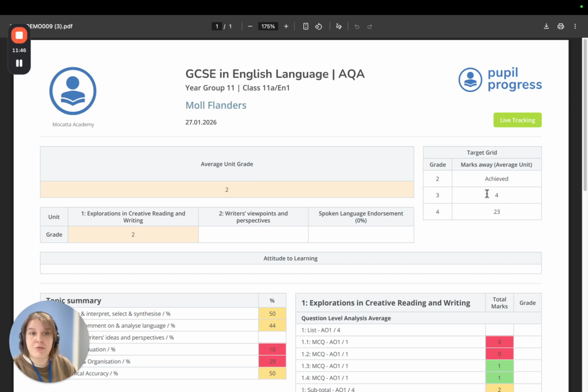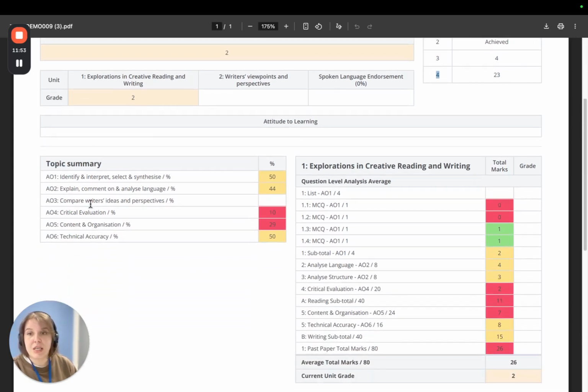And MOL can see from the target grid that they are 4 marks away from a 3 and 23 marks away from a 4. They can also see that AO4 and AO5 are their weakest subjects with 10% in critical evaluation and 29% in content and organization. So these are going to be the areas that they want to be focusing on as well. And if they're being asked to be in an AO4 intervention, they know that that's going to have an impact on their overall attainment. So it brings that buy-in and a bit of that responsibility for the student as well to take ownership of their own performance in these areas.